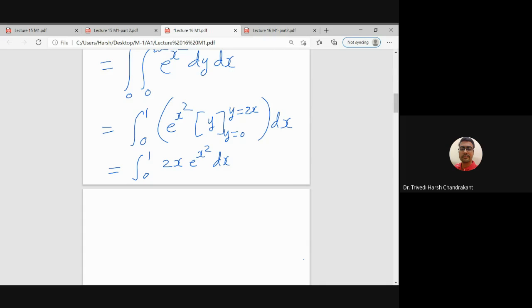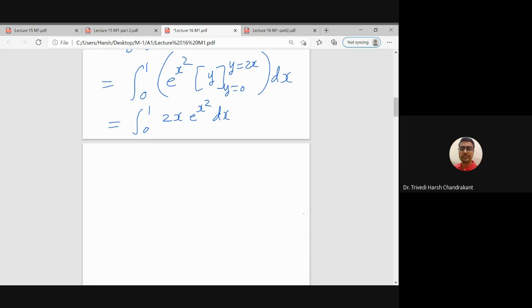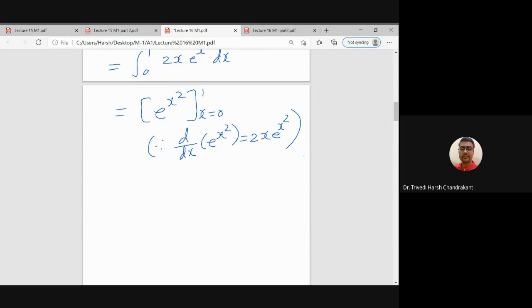The earlier function e power x square does not have an antiderivative, but now we can see that 2x e power x square has the antiderivative, and that is nothing but e power x square, right? Because when we differentiate the function e power x square, we use the chain rule, so it becomes 2x e power x square. Finally, when we substitute the limits, we get the value e minus 1.